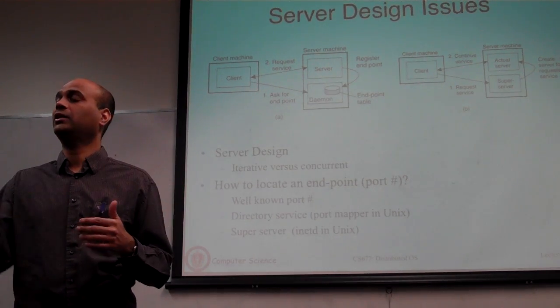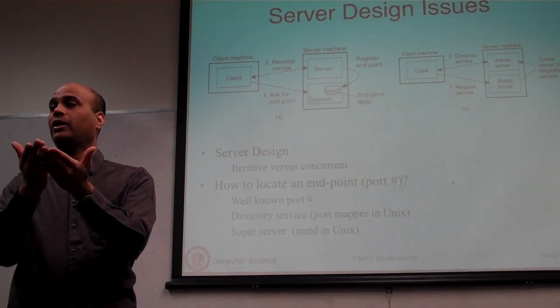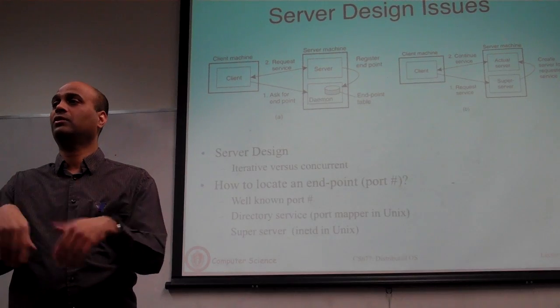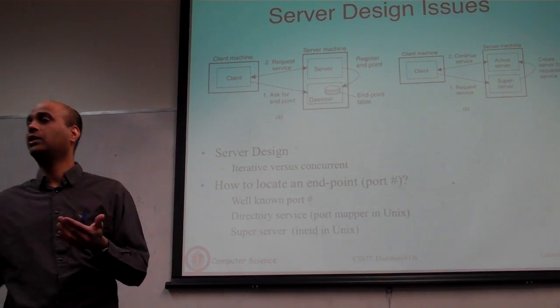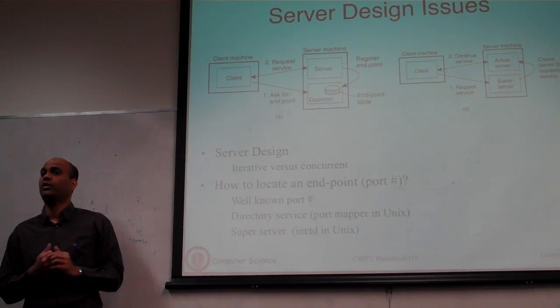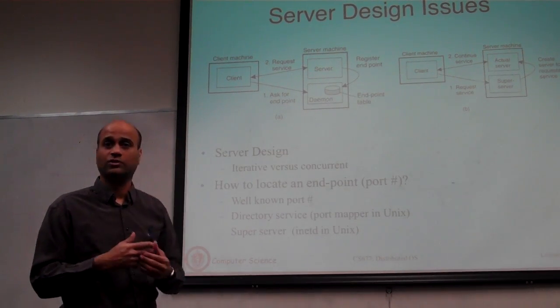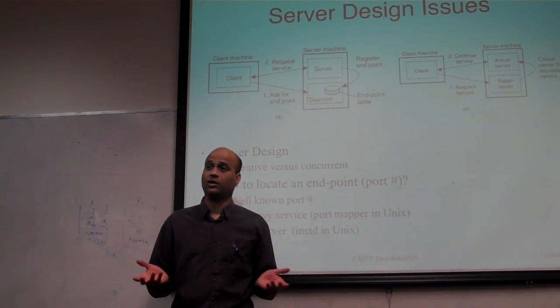So you sit in a loop, this is why it's called iterative. Sit in a loop, grab a request that has come in, process it, repeat. If there's no request, you wait until a request comes, and you iteratively process. That's one very straightforward way of designing a server, which is iterative. There's no parallelism here, as you can imagine.